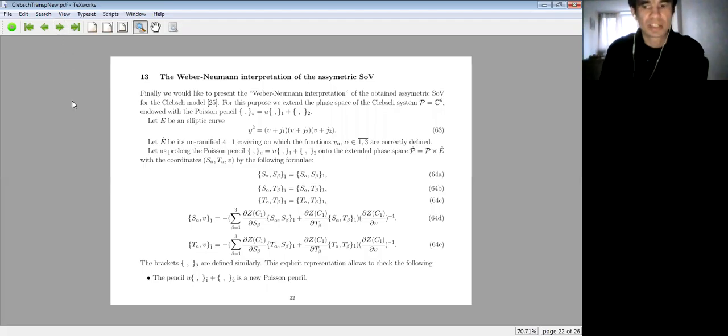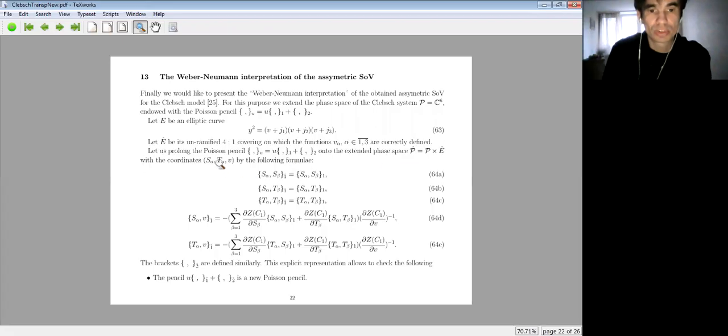At last, I will say a couple of words about the so-called Weber-Neumann interpretation of our asymmetric solution. For this purpose, we need to extend the phase space of the Clebsch system, C6 or R6, endowed with the mentioned above Poisson pencil. To extend it, we define an elliptic curve by the standard Weierstrass cubic, formula 63. Let A hat be its unramified 4-to-1 covering, on which the functions V alpha are correctly defined.